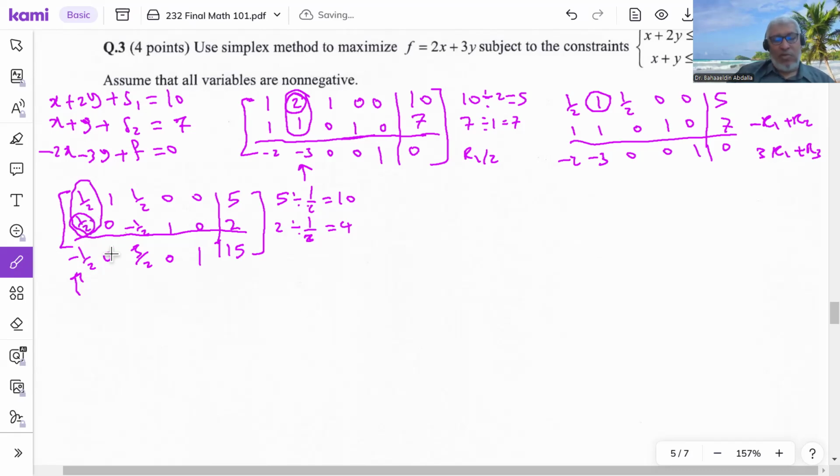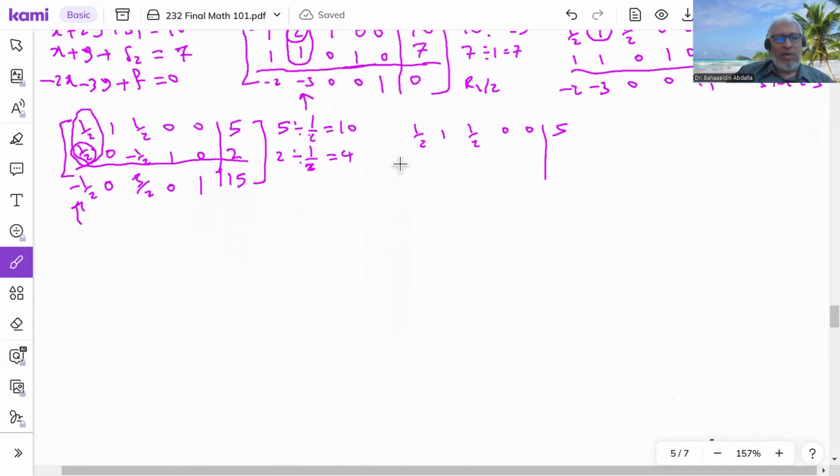I should make it 1. So multiply by 2 to make it 1. So I'll have the same row as it is. And then the second row, I multiply by 2. So I have 1, 0, negative 1, 2, 0, and 4. And finally, I have the objective row. Now this number is 1, good. I should use it to make the other numbers zeros.